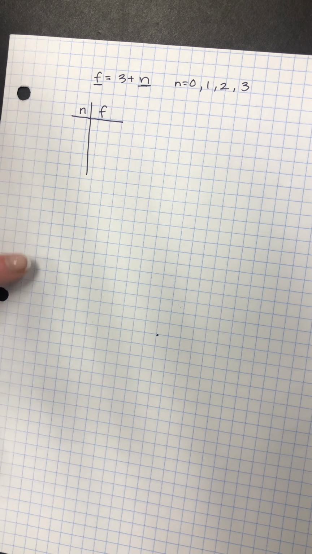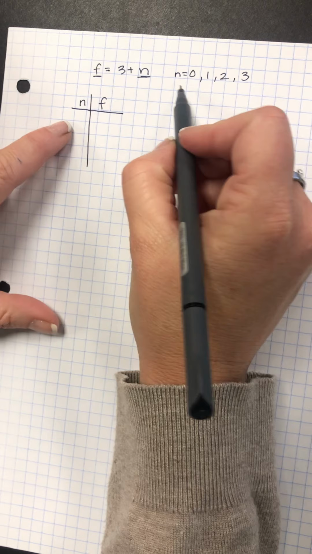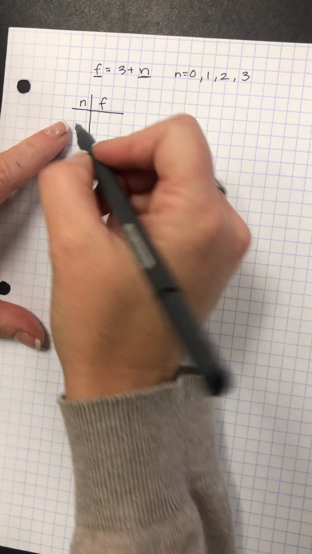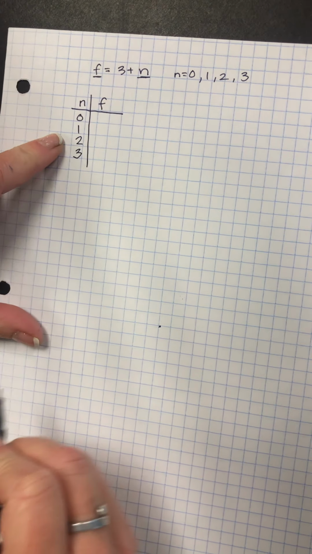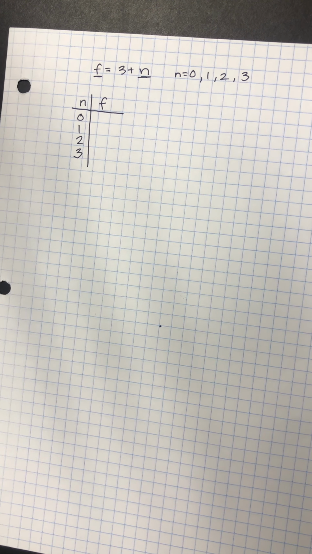So if you guys could fill this in, try to do that as best you can. Remember, the n's are given to you. So those just go straight into your table. And then you plug them in to show your work, to solve for your f's.